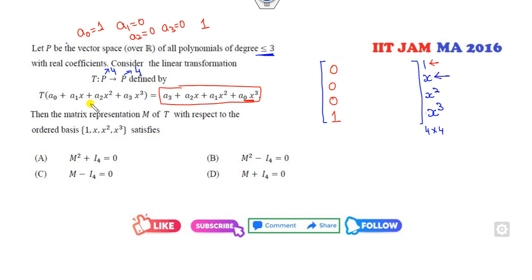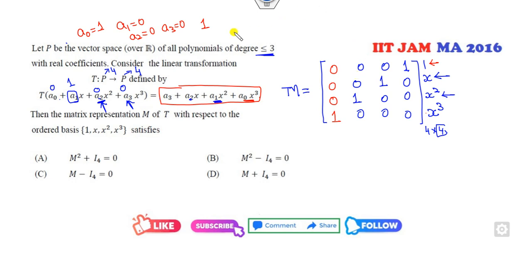Now if I take x, a1 will be 1, rest are my 0. So if a1 is 1, it means x square is 1, rest are my 0. If I take x square, a2 will be 1, the others 0. So we need 4 columns. If you take x cube, a3 will be 1, and the rest 0, 0, 0. So this is my capital M.